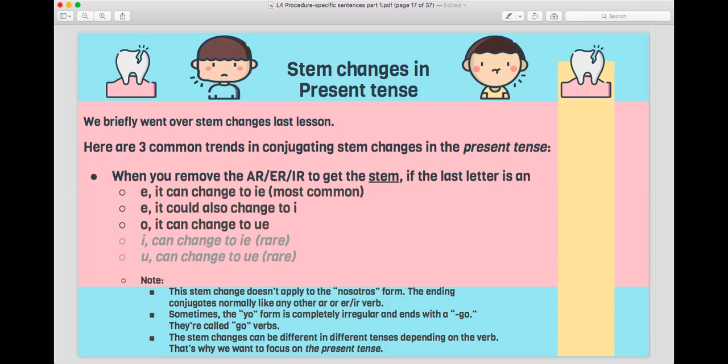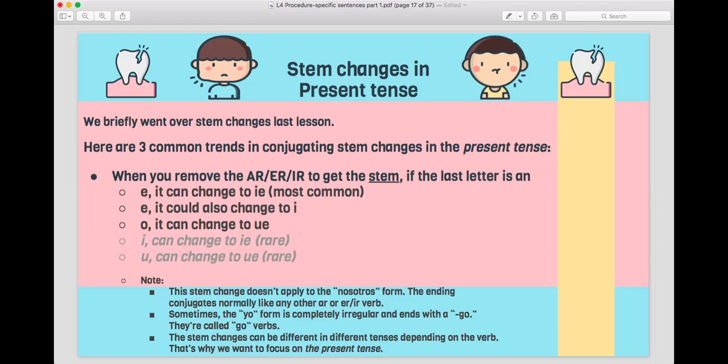So what is a stem change? We keep talking about irregular verbs and how they conjugate weirdly. They might seem kind of weird, but some of the irregular verbs do follow their own rules. And a lot of those are stem changes. And how do you do a stem change? So first you get the stem, and we all know how to get the stem. That's when you just remove the AR, ER, IR off of the verb.